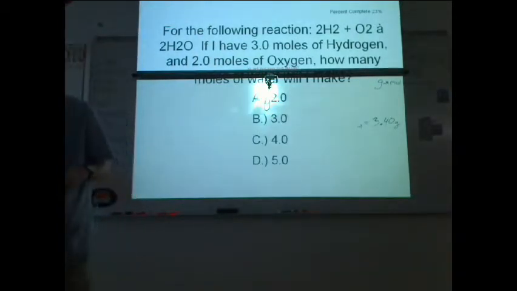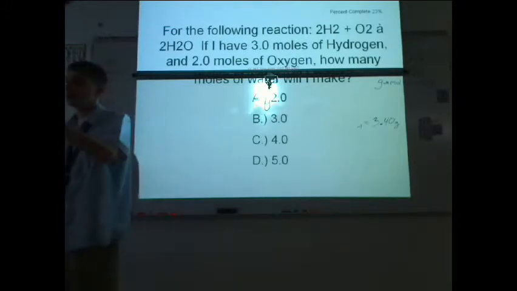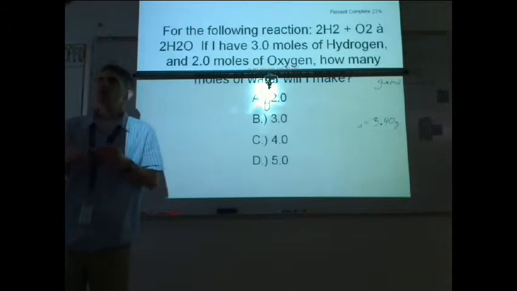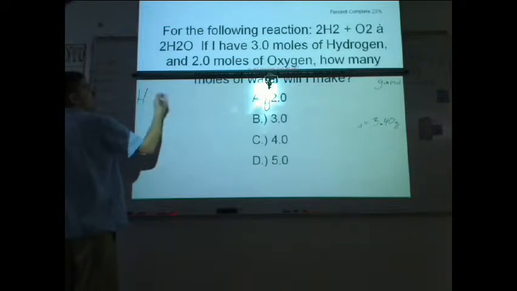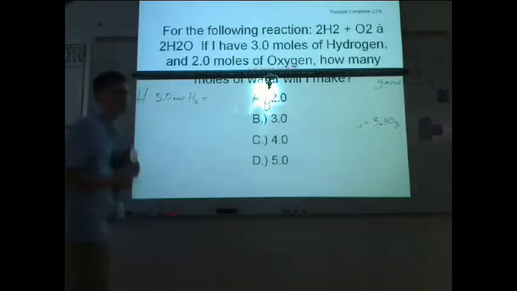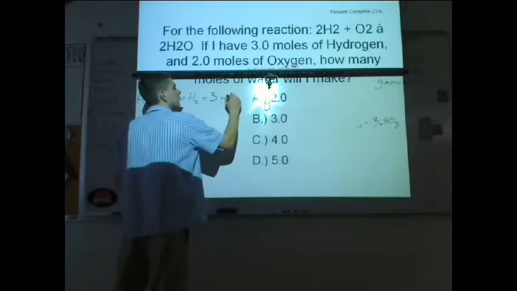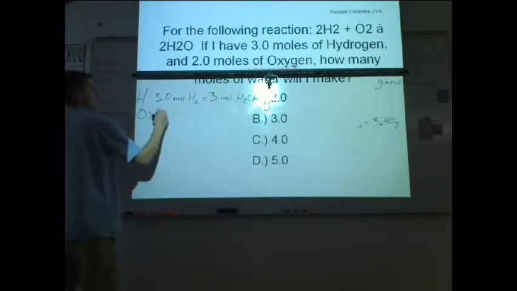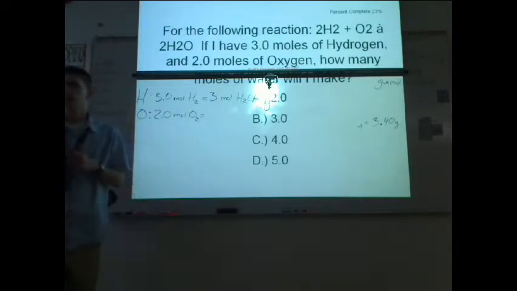Now, let me show you the second way to do this, and that is to do the problem twice, assuming that each of your reactants is the limiting reagent. So let me show you. Assuming hydrogen is your limiting reactant, if you have 3.0 moles of H2, how many moles of water can you make? You just already talked about this. 3. All right, now let's assume oxygen is the limiting reactant. If you have 2.0 moles of oxygen, how many moles of water can you make? 4.